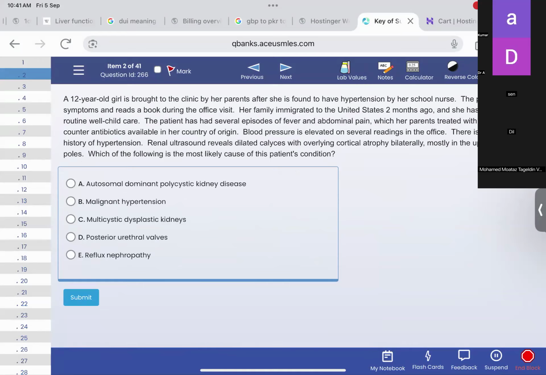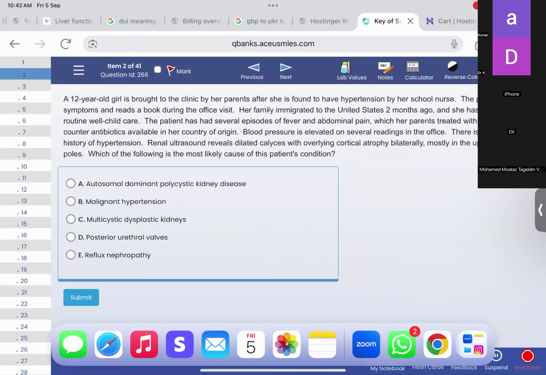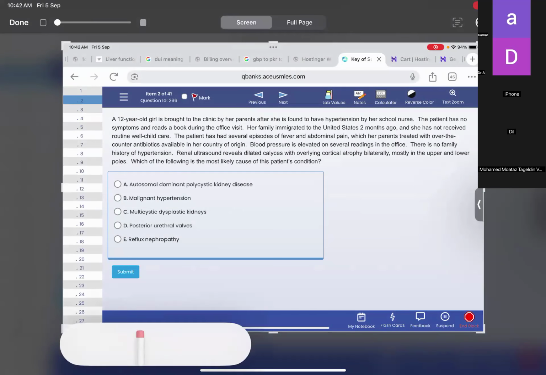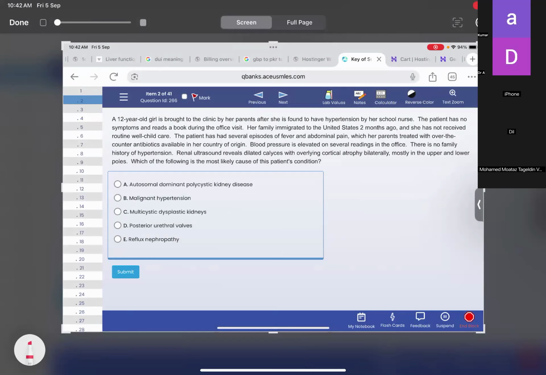Which of the following is most likely the cause of this patient's condition? A 12-year-old girl is brought to the clinic by her parents after she is found to have hypertension by her school nurse. The patient has no symptoms and reads books during the office visit. Her family immigrated to the United States 2 months ago and she has not received routine well child care. The patient has had several episodes of fever and abdominal pain, which her parents treated with over-the-counter antibiotics available in her country of origin.